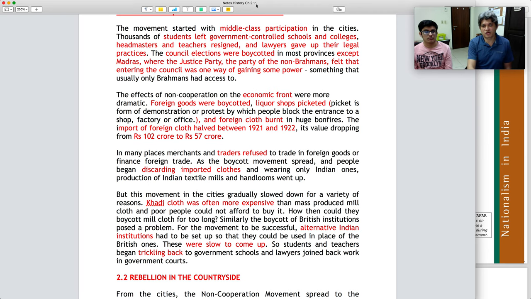The effect of non-cooperation on the economic front: foreign goods were boycotted and liquor shops were picketed. Picketing is a form of demonstration or protest by which people block the entrance to a shop, factory or office, so no one can enter. And foreign cloth was burned in bonfires. Kind of aggressive, but okay.